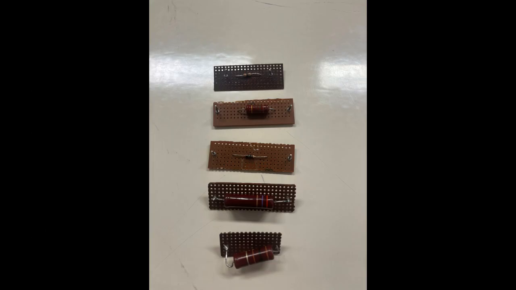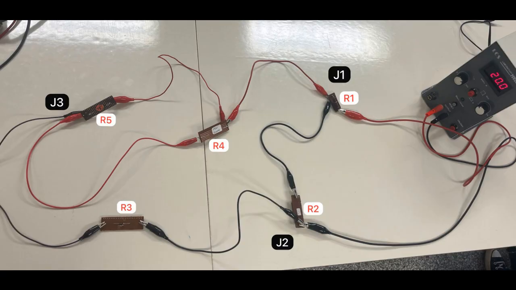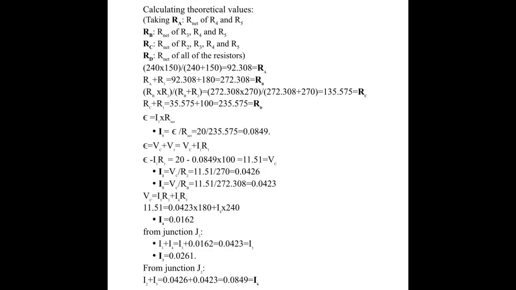So these are the ones that I chose, and from the picture we can see the resistance values from R1 to R5. Then I set up the circuit with the 20-volt power supply, and the junction points J1, J2, and J3 can be seen from the picture. Here, we can see the calculations for the theoretical values of the currents passing through the resistors in the complex circuit.